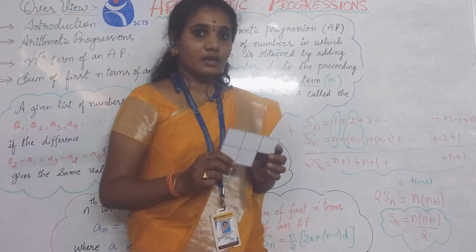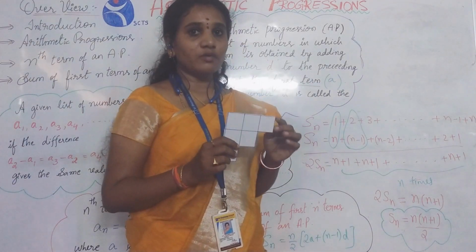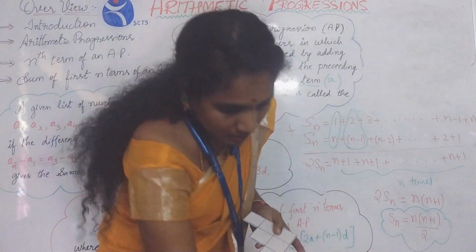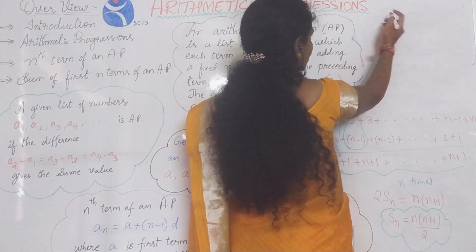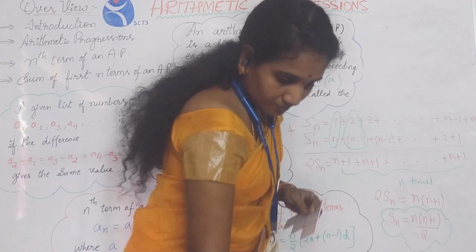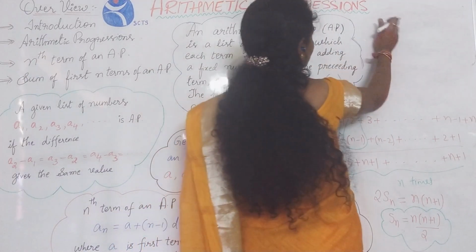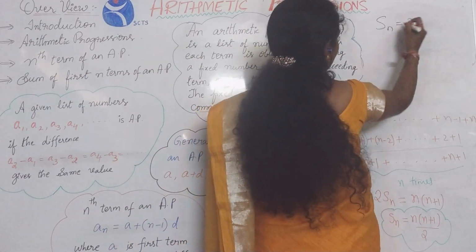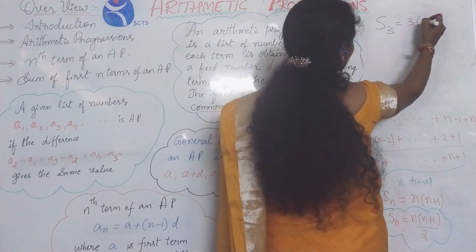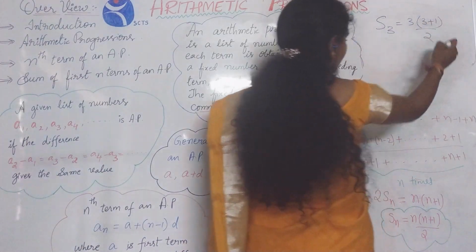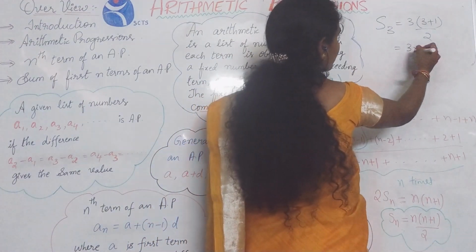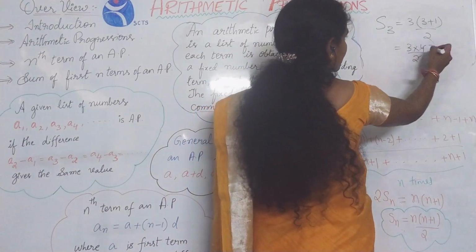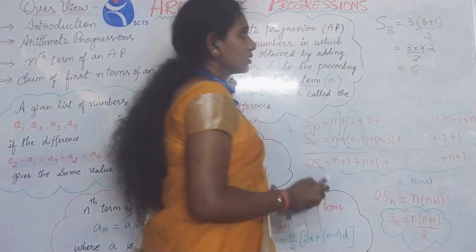Now I am calculating the sum of the first 3 natural numbers. So for the sum of the first 3 natural numbers, put n is equal to 3. So 3 into 3 plus 1 by 2. I put n is equal to 3 in this formula. So 3 into 3 plus 1 by 2 is 3 into 4 by 2. That is 3 into 2, which is 6.